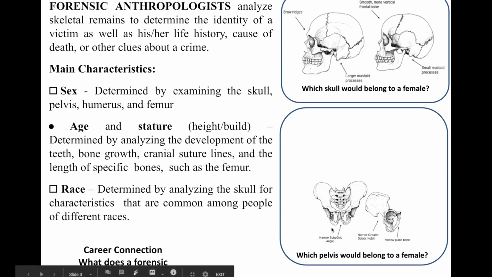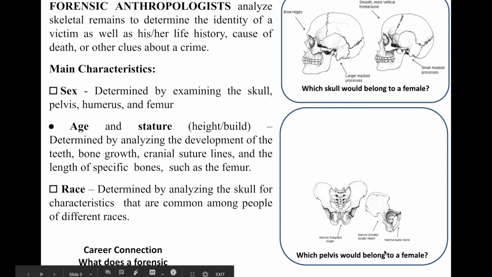So this one has a narrow subpubic angle. This one has a narrow greater sciatic notch, which is where the hip bone, or this is where the femur would attach. So it's kind of like behind-ish of the femur. And then a narrow pubic bone. I feel like I once upon a time had another picture up here, and it's not here. So this one is very likely the male because all the characteristics are narrow.